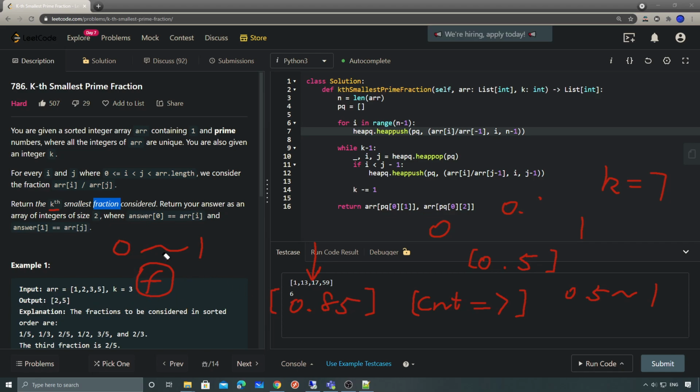Assuming we have 0.85, we have several fractions. We have 7 fractions here: 1, 2, 3, 4, 5, 6, 7. These 7 fractions are the fractions that are smaller than 0.85. And which is our answer? Our answer is this one, since we want to find the k-th smallest, which is the one closest to 0.85.